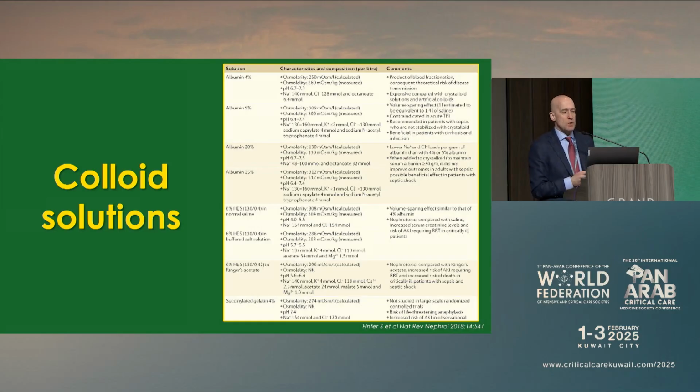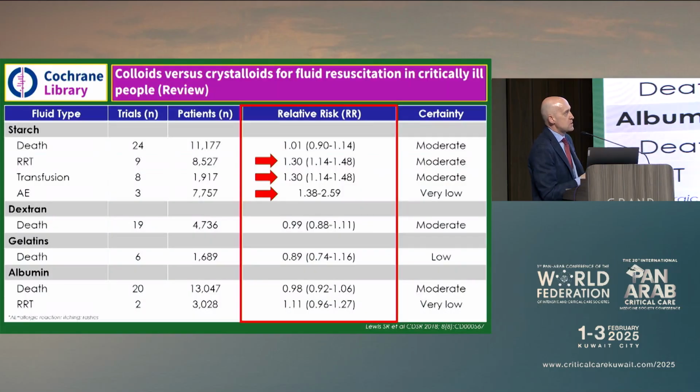Let's briefly talk about colloid solutions. These are the colloids that are most commonly available, I suppose, in the market. This is an up-to-date systematic review done by Lewis and colleagues in the Cochrane Library. And I really just want to highlight one point. If you look at all these different colloid solutions, there's really no signal across any of them for a benefit in terms of any patient outcome, right? Across the board, there's really no clear benefit of using any specific colloid solution for patient-centered endpoints. If anything, there are some signals for harm.